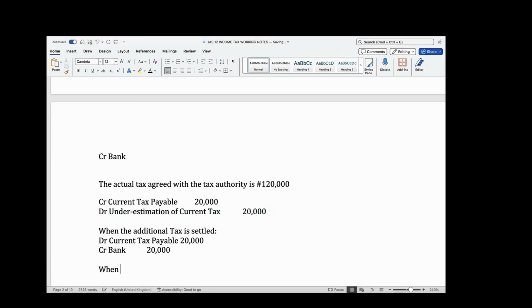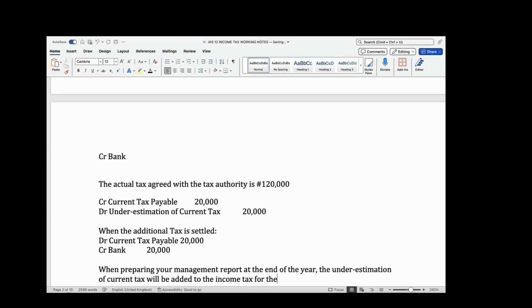So when preparing your management reports at the end of the year, the under estimation of current tax will be added to the income tax for the year.